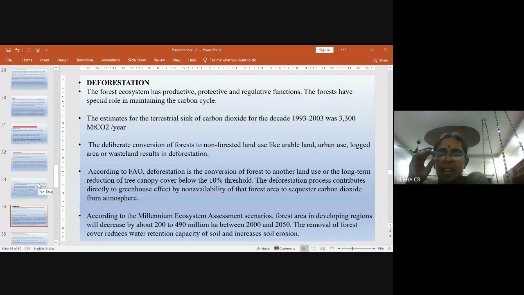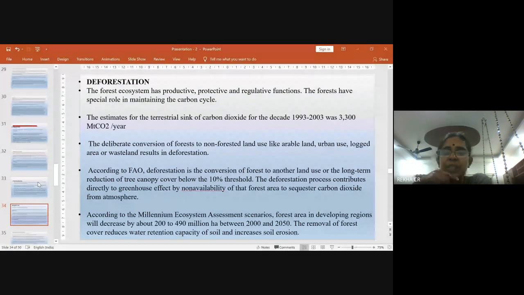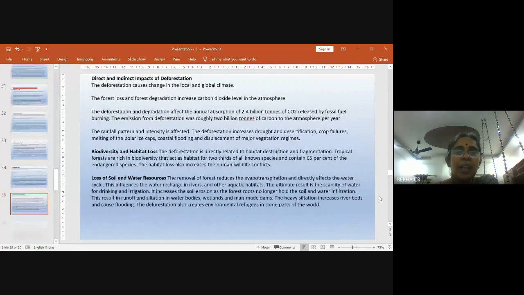So deforestation is the conversion of forest to another land use or the long-term reduction of tree canopy below the 10% threshold. It contributes directly to the greenhouse effect by the non-availability of the forest area to sequester, to minimize the carbon dioxide from the atmosphere. According to Millennium Ecosystem Assessment Scenarios, forest area in developing regions decreases by about 200 to 490 million hectares between 2000 and 2050. The removal of forest cover reduces water retention capacity of soil and increases soil erosion.